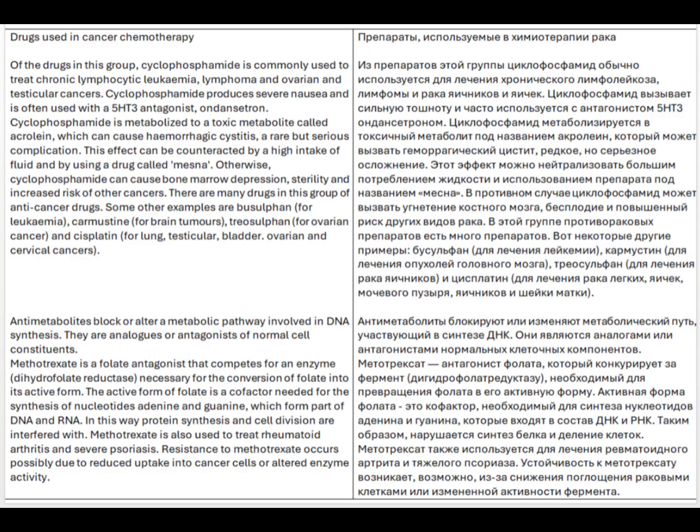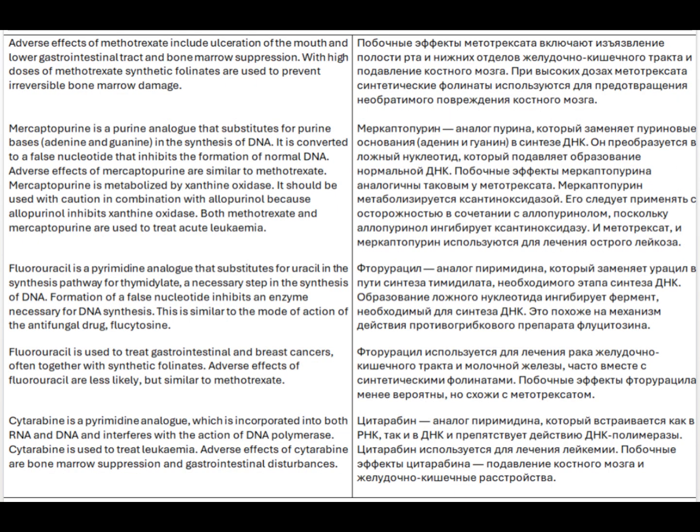Methotrexate is also used to treat rheumatoid arthritis and severe psoriasis. Resistance to methotrexate occurs possibly due to reduced uptake into cancer cells or altered enzyme activity. Adverse effects of methotrexate include ulceration of the mouth and lower gastrointestinal tract and bone marrow suppression. With high doses of methotrexate, synthetic folinates are used to prevent irreversible bone marrow damage.